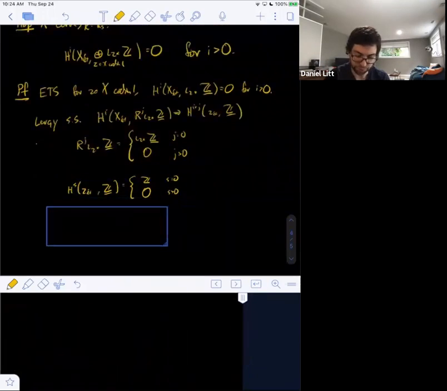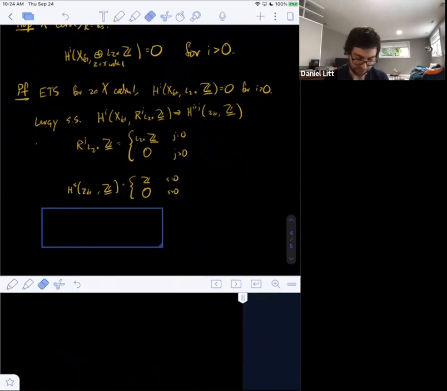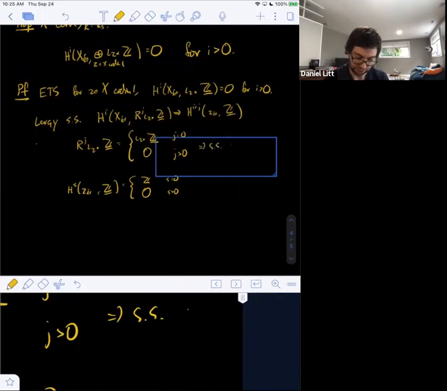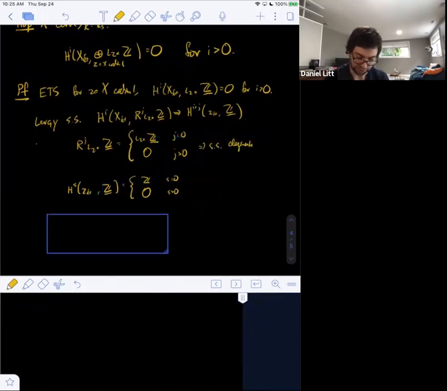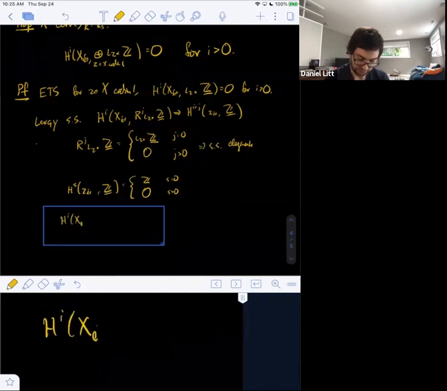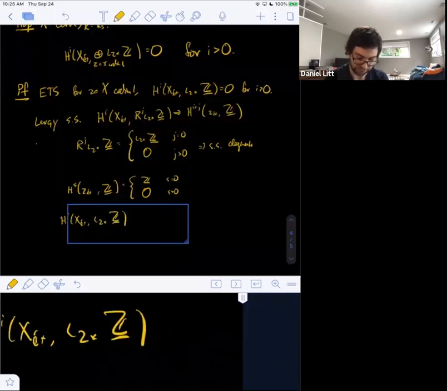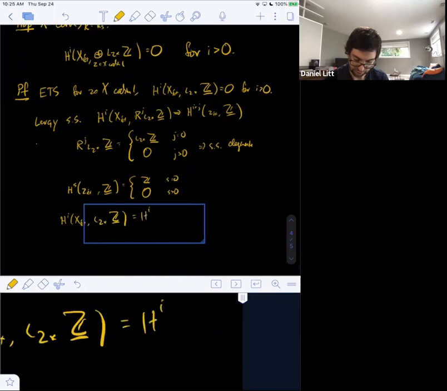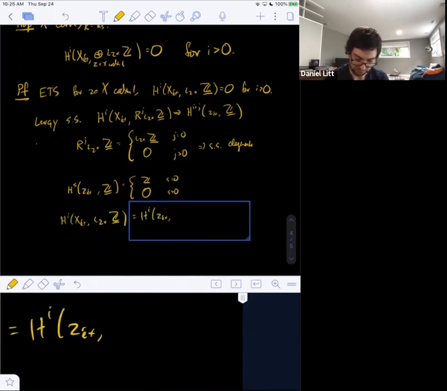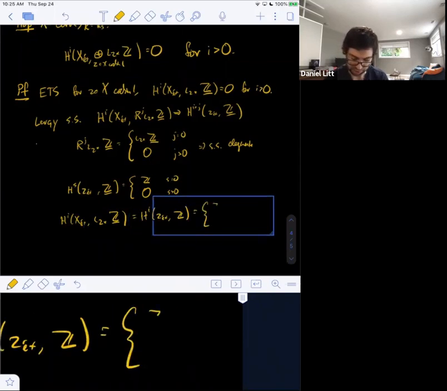Okay, so that completes the proof. So what are we getting? We're getting a spectral sequence which just has one column, so it's degenerate. So this implies the spectral sequence is degenerate. So we just get that H^i of X étale of iota Z lower star of Z, the only term that survives, is equal to H^i of Z étale with coefficients in Z. And we just computed that, so that's Z for i equals 0 and 0 for i bigger than 0.